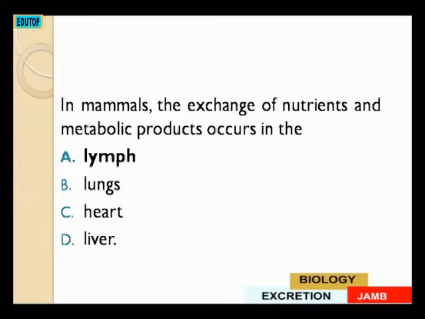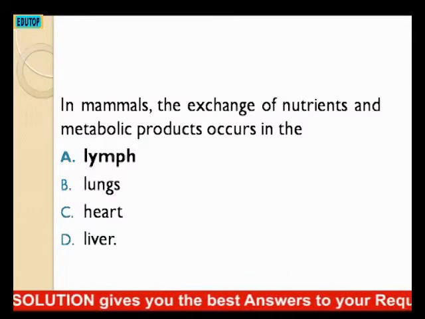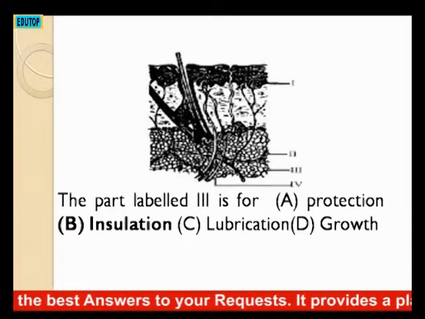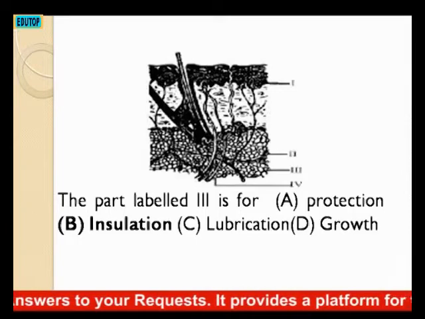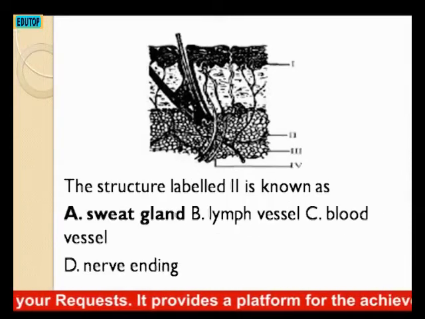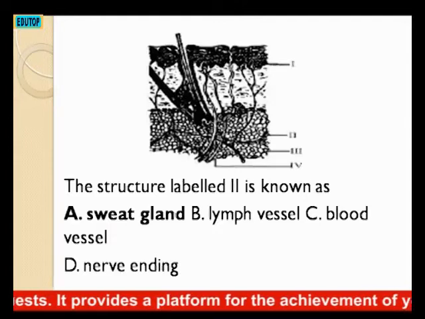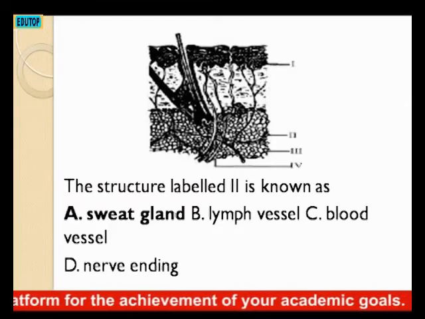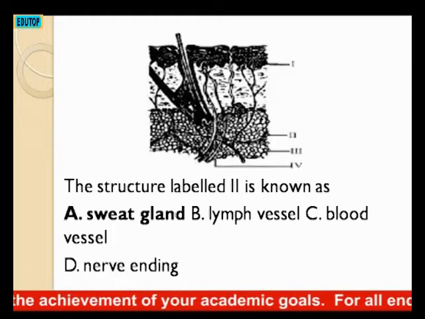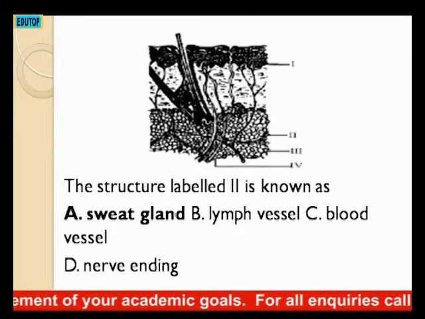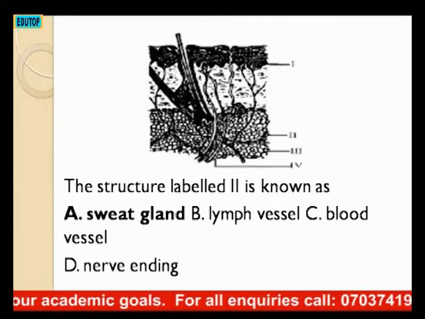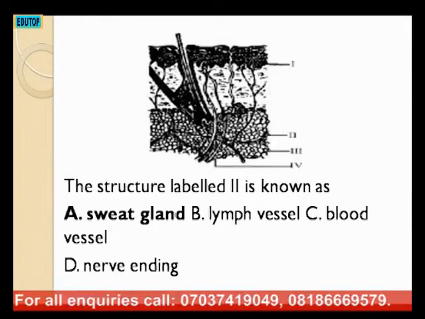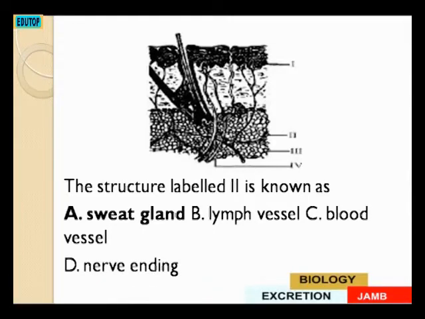Then the next question is diagrammatic, showing the structure of the skin. We have parts labeled 1, 2, 3, 4. The part labeled 3 is for what? Then the structure labeled 2 is known as... looking at this diagram very well, 1 is the sebaceous gland. Then 2 is the nerve fiber. 3 is the root hair. Then the last one, 4, is the sweat gland.